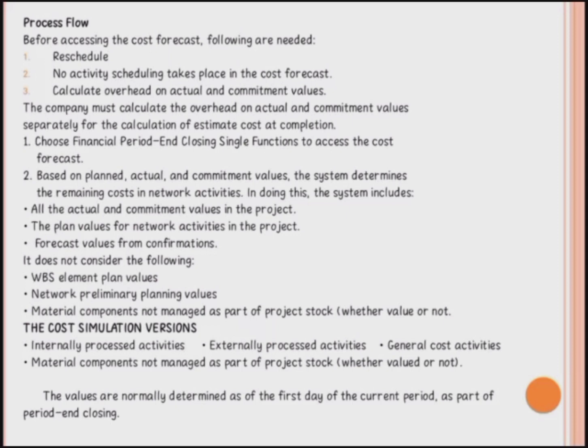It does not include the following: WBS element plan values, network preliminary planning values, plan cost for material components in valuated project stock, and the cost simulation versions. Based on plan, actual, and commitment cost, the system determines what is to be done in network activities and costs this again. The system records the values so determined as cost to complete by period in a forecast version for internally processed activities, externally processed activities, general cost activities, and material components not managed as part of the project stock.